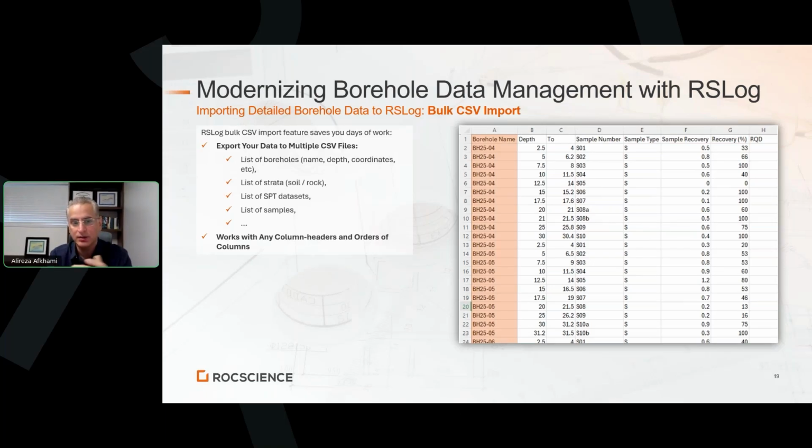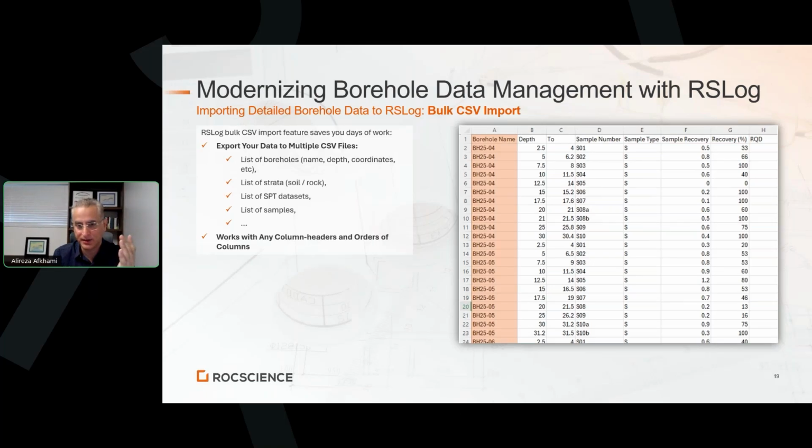The only thing you need to do is generate or export the list of boreholes in a CSV, and you need borehole name, borehole depth, coordinates, borehole elevation, any data that you have for a borehole, like hammer, SPT, hammer energy level, or date of drilling and things like that. So that's one CSV. Another CSV is the list of samples, another one for the list of SPTs, another one for the list of the strata data.